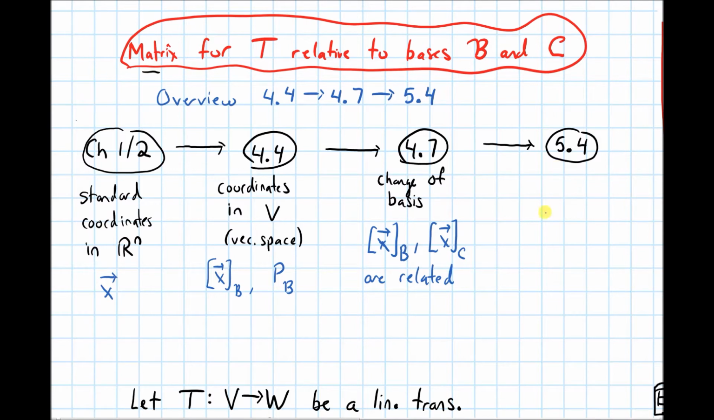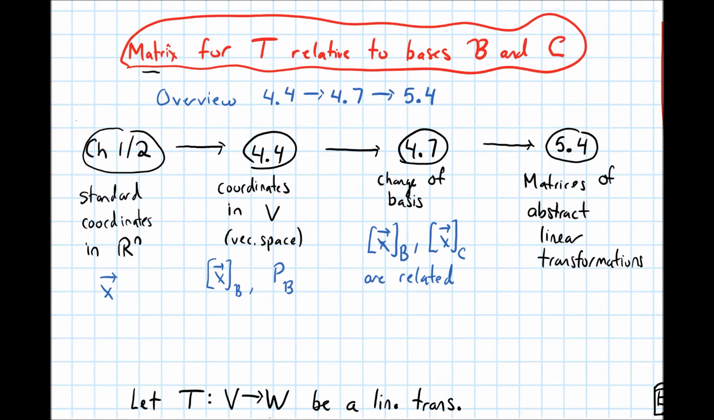Now, in this section, 5.4, what we're going to be doing is talking about matrices of abstract linear transformations. So not only will we be doing stuff with coordinate vectors, like we did in 4.4 and 4.7, but we're going to be throwing linear transformations into that.